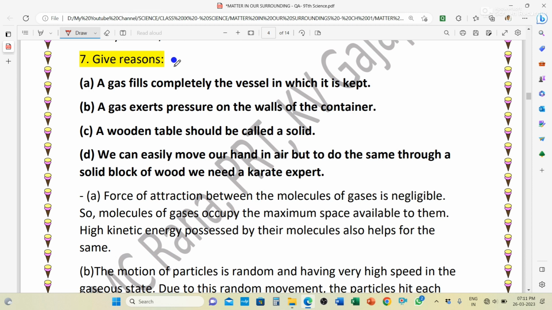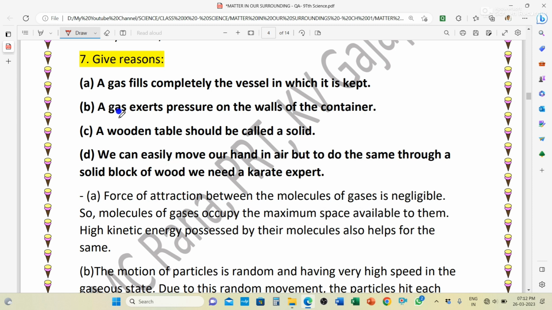Then give reasons. In science, reasoning is very important. So you have to first understand the situation, then only you can answer. The first question is: a gas fills completely the vessel in which it is kept. Why? The force of attraction between the molecules of gases is negligible, so molecules of gases occupy the maximum space available to them. The high kinetic energy possessed by their molecules also helps for the same.